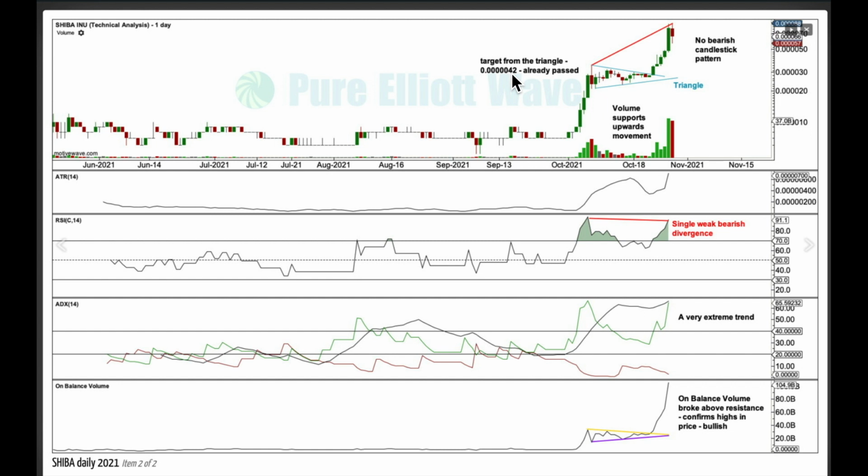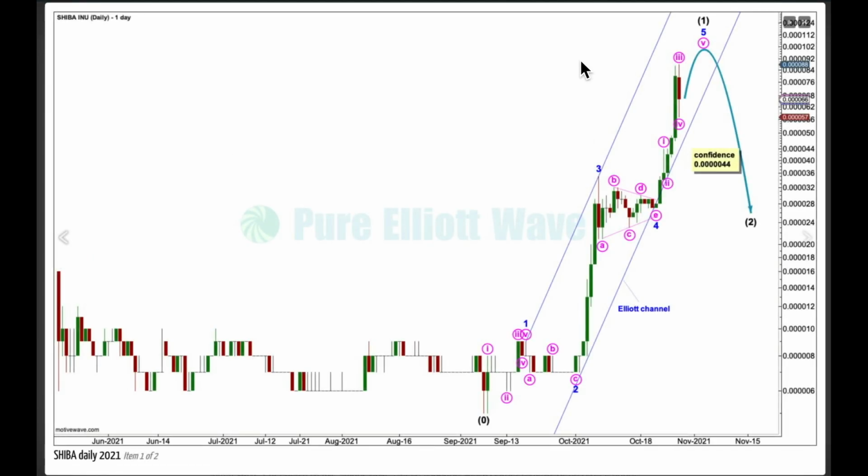That's a little bit of an indication we may have a high here, but my bottom line is I want to see a bearish candlestick pattern, or that would be the first thing I'd be looking for, and then I want to see a breach of this trend channel. If the breach is really strong, I'd have some reasonable confidence intermediate 2 is then underway.